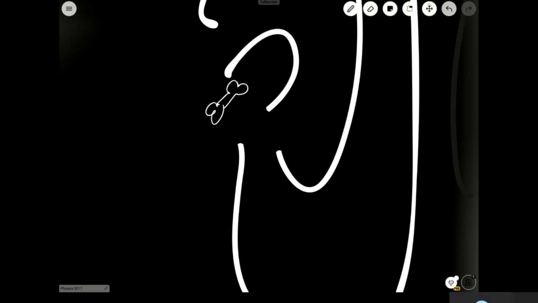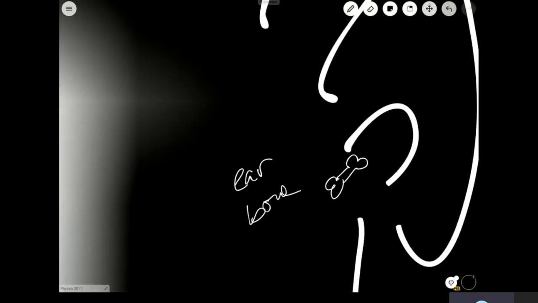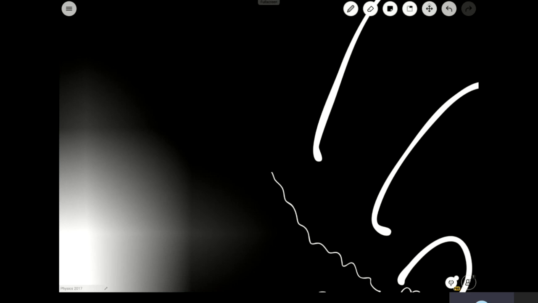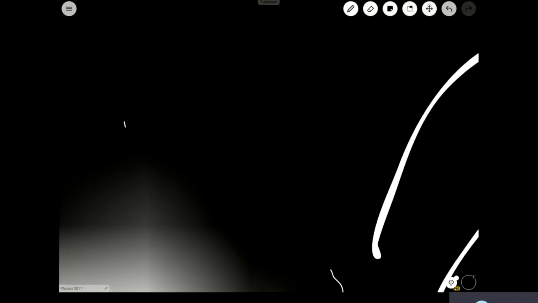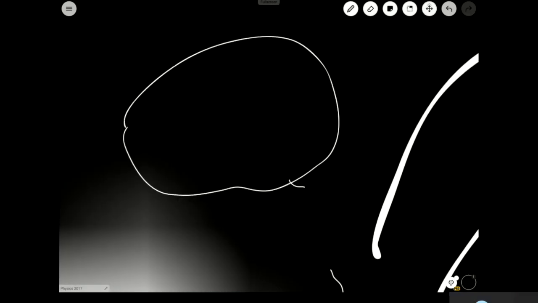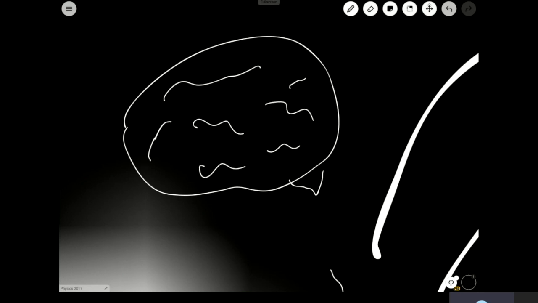bone. Ear bone. Right? So the ear bone vibrates, correct? The ear bone vibrates and sends a signal to where? To the fella's brain. His brain is here. Right? Okay, that will detect the signal.